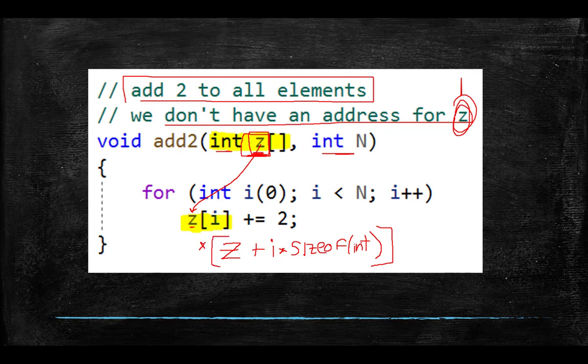Star plus equals 2. So it's not just an I. It says when I learn this address, I will do all this. Notice I still just test I to see if it reaches the count of elements.